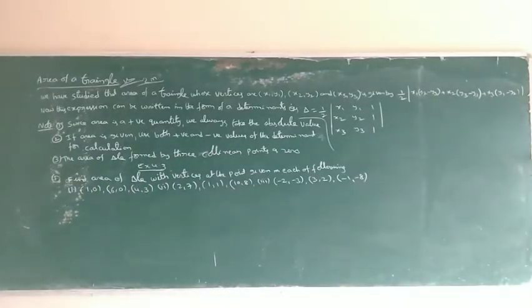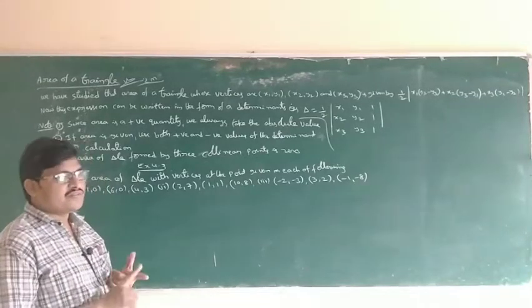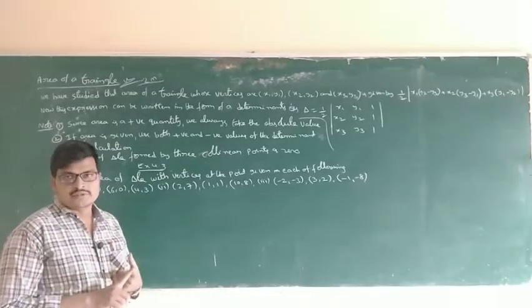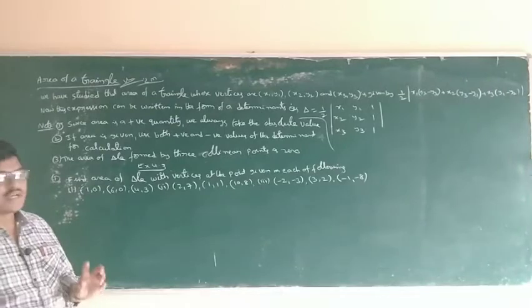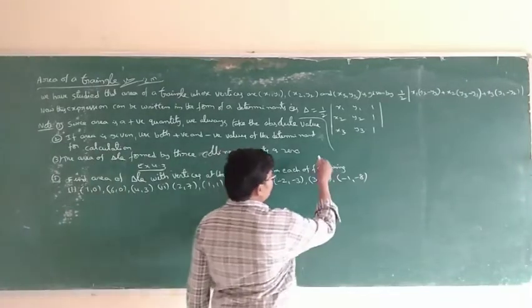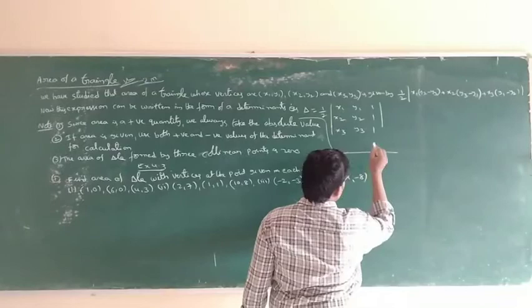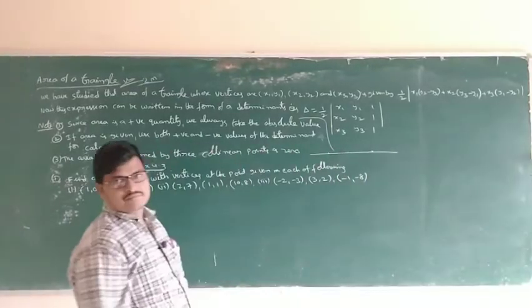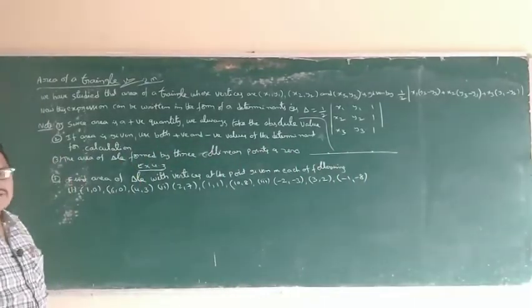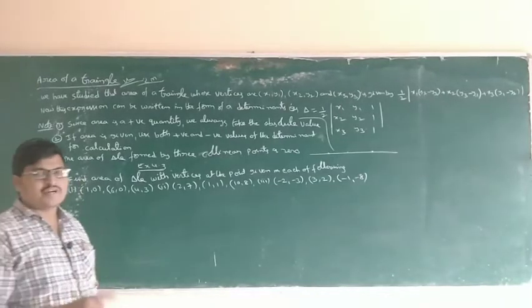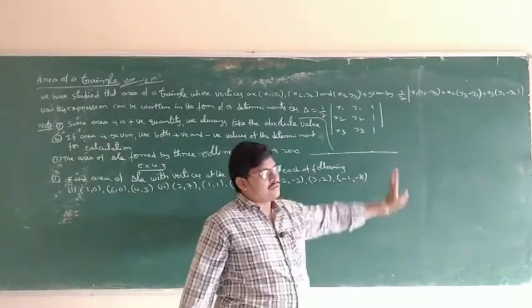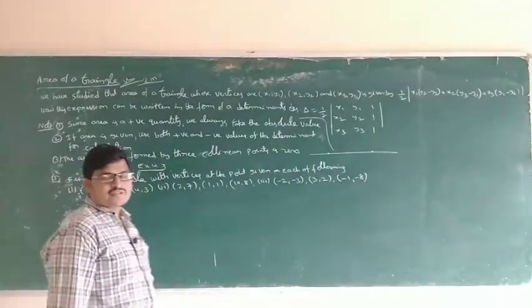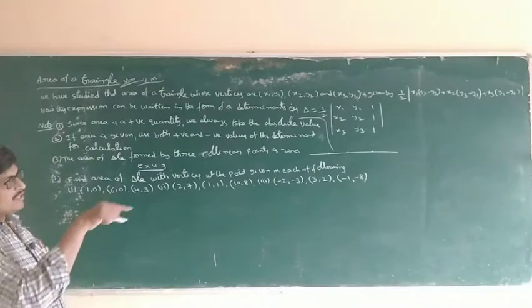Next, third one: the area of the triangle formed by 3 collinear points is 0. Because what is the meaning of collinear? Collinear is nothing but the 3 points passing through the same line. Same line means area 0. Non-collinear means the points do not lie on the same line and form a triangle.